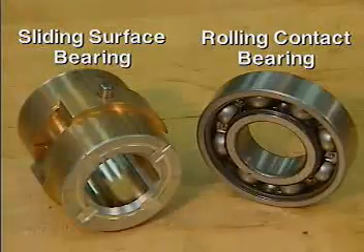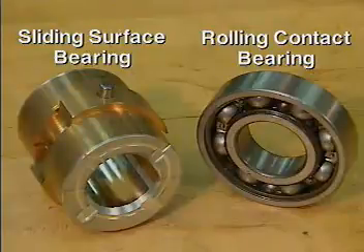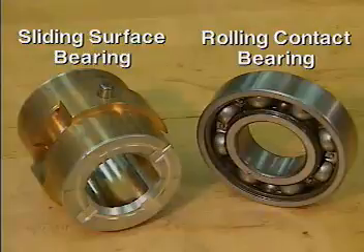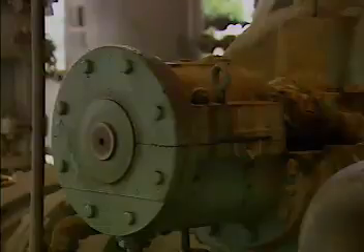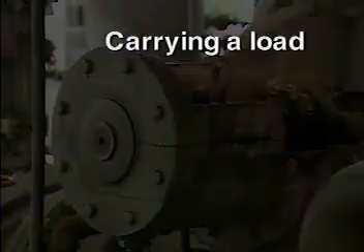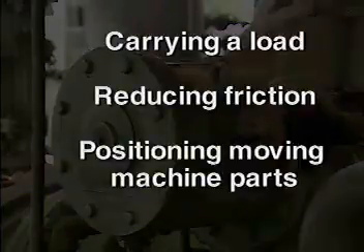The two general categories of bearings are rolling contact bearings and sliding surface bearings. This unit focuses on rolling contact bearings. Bearings are found in almost every type of moving machinery, and they perform three basic functions: carrying a load, reducing friction, and positioning moving machine parts.